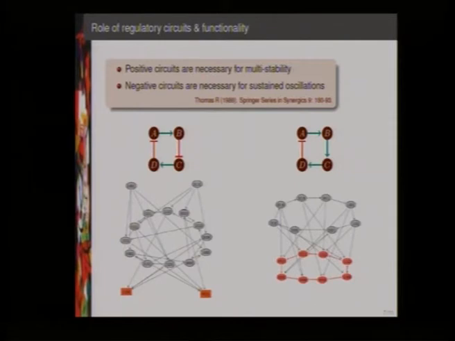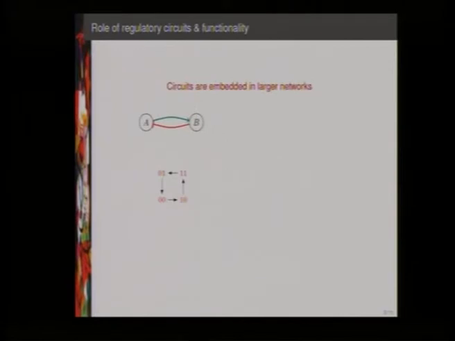sustained oscillation, and negative circuits are defined by an odd number of inhibitions here. And the dynamics of this simple negative circuit indeed leads to a cyclical attractor. But these are necessary conditions, and we know that our circuits are embedded in larger networks, so we would require a sufficient condition, or how these circuits embedded in networks can drive the dynamics.